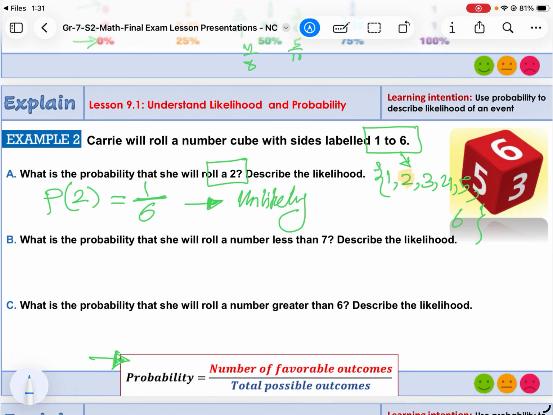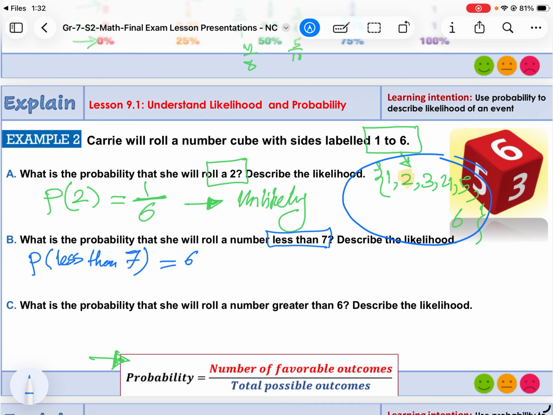What's the probability that you will roll a number less than 7? So we want P less than 7. That will be equal. Check out the outcomes again. We go back here and check. Do you have a number that's less than 7? Yep, you do. Actually, all of them are less than 7.